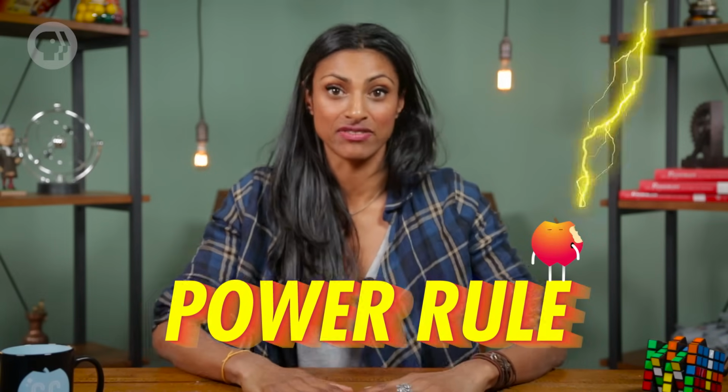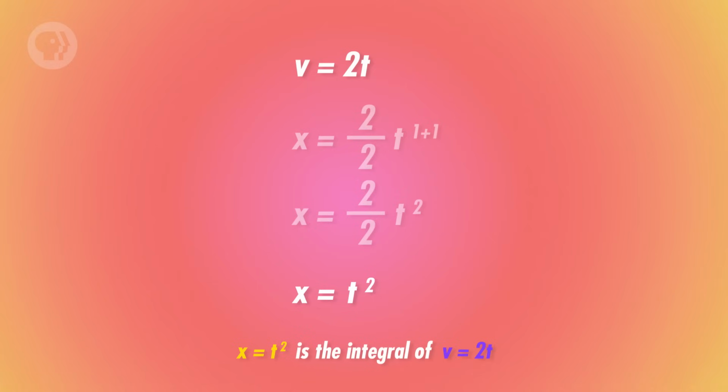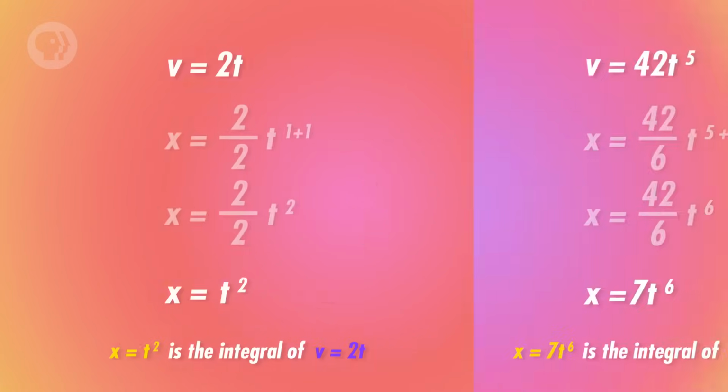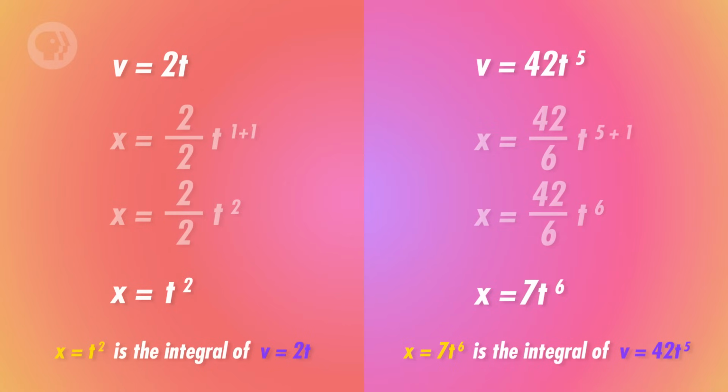But hold on, don't panic. As with derivatives, there are shortcuts for finding certain useful ones. For instance, you can take the power rule that we use for derivatives and run it backwards. Basically, you add 1 to the exponent, then divide the variable by that number. So the integral of 2t, which is written like this, becomes t squared. In the same way, the integral of 42t to the power 5 is 7t to the power 6.